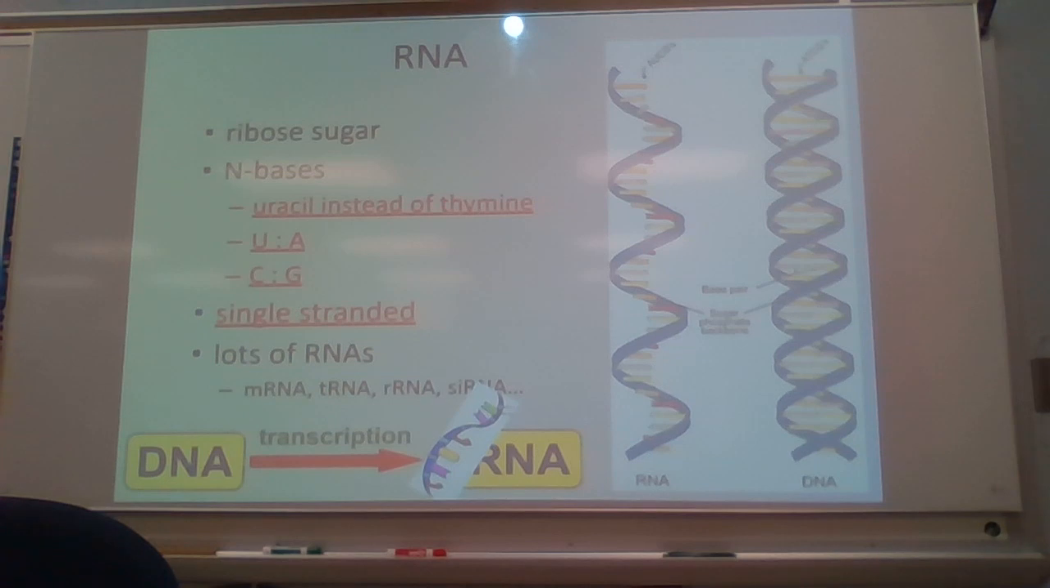Are there different types of DNA? No, there's only one type of DNA structure, yeah. But many types of RNA structure.